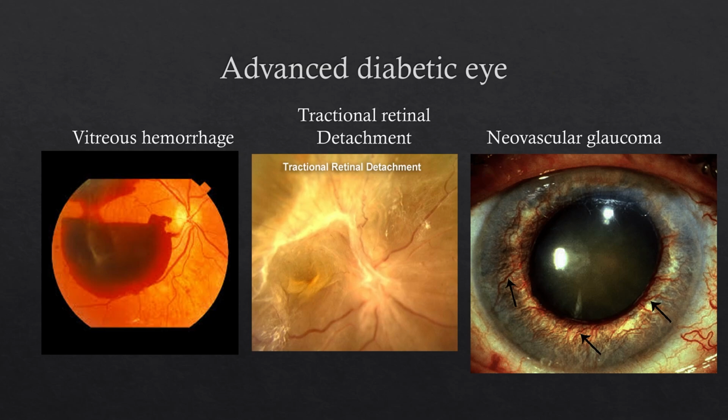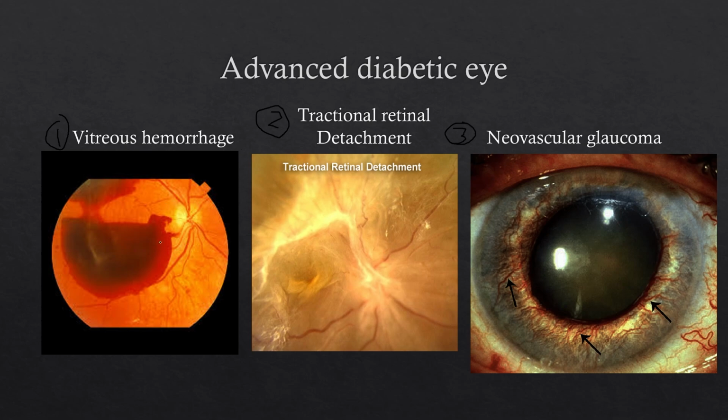Okay, so this is the advanced diabetic eye. We have 3 main things we will talk about. First one is the vitreous hemorrhage. Second one is tractional retinal detachment. And you'll say to yourself, like, what's bringing retinal detachment here, which I will explain.